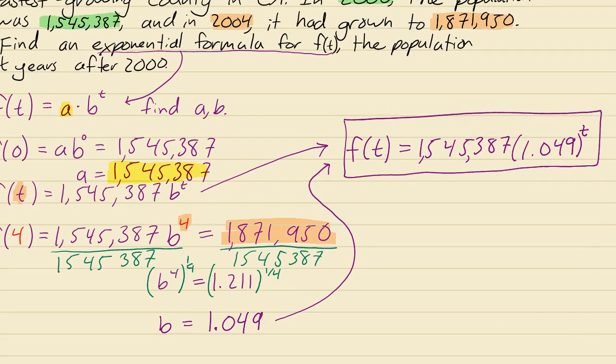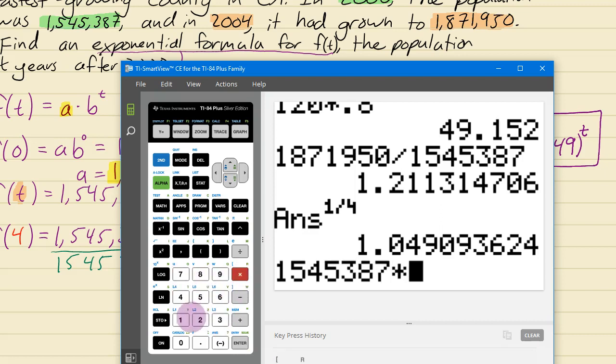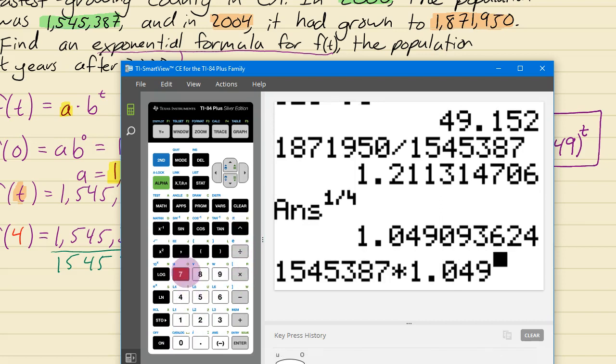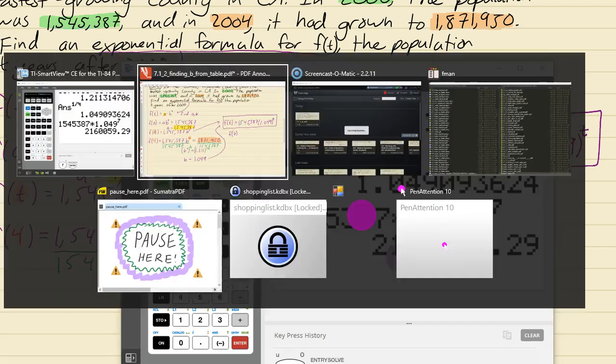So we could also, if you wanted to, find what the population would be in 2007. This question doesn't say to, but this is why this function would be useful. You could find f of 7 by plugging that into your calculator if you wanted to. And it's going to be 1,545,387 times 1.049 to the power 7 if we're plugging in t equals 7. And that tells you the population would be over 2 million at that point.